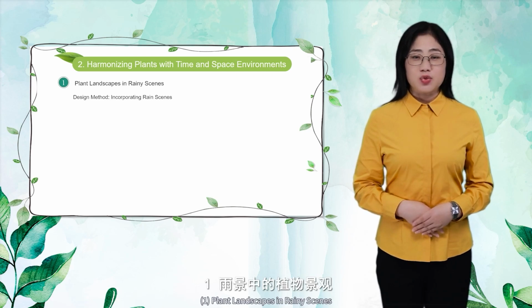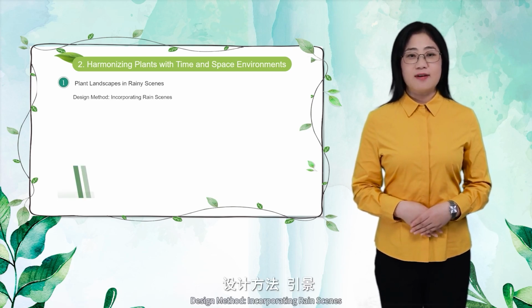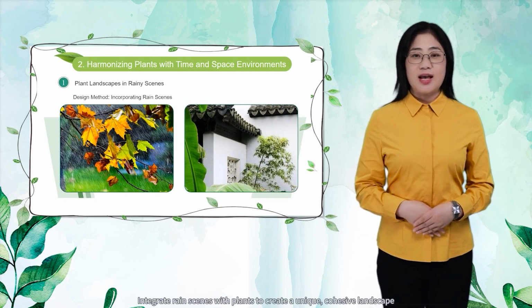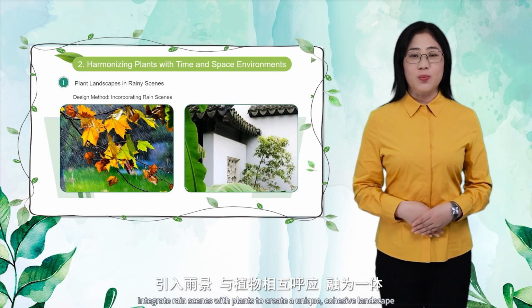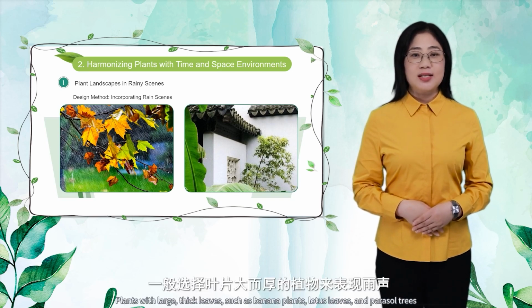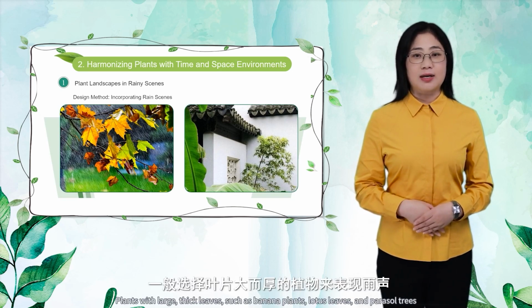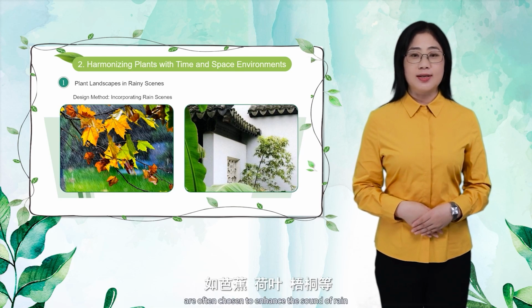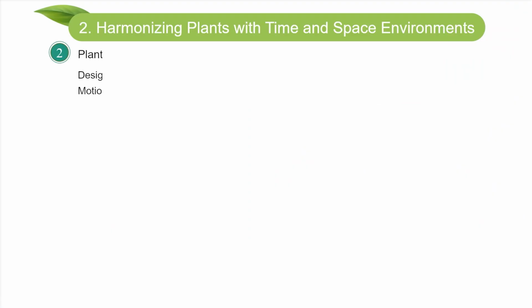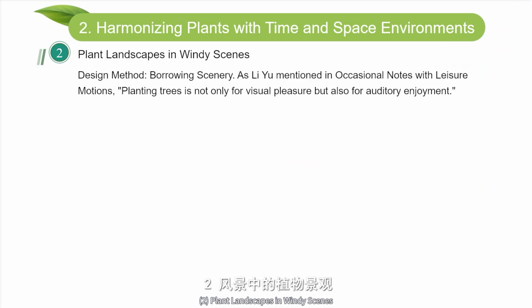1. Plant landscapes in rainy scenes. Design method: incorporating rain scenes. Integrate rain scenes with plants to create a unique, cohesive landscape. Plants with large, thick leaves, such as banana plants, lotus leaves, and parasol trees, are often chosen to enhance the sound of rain.